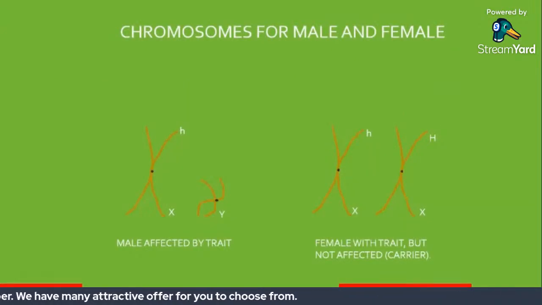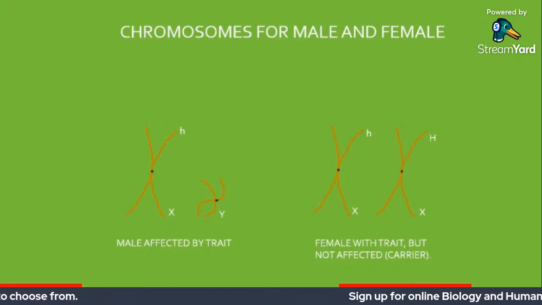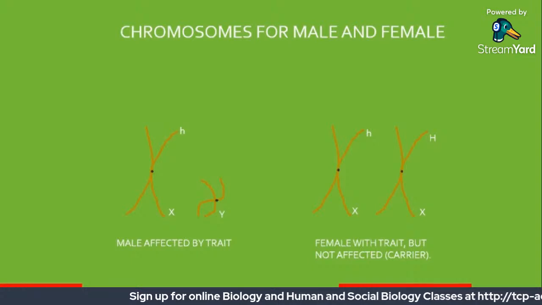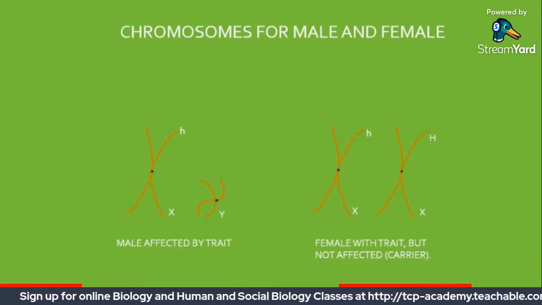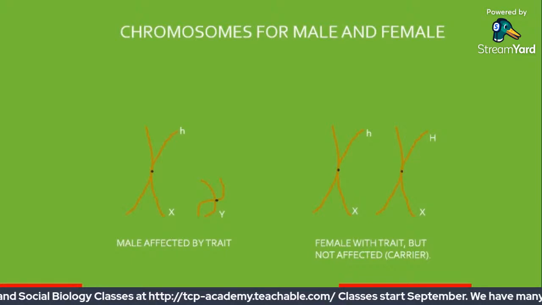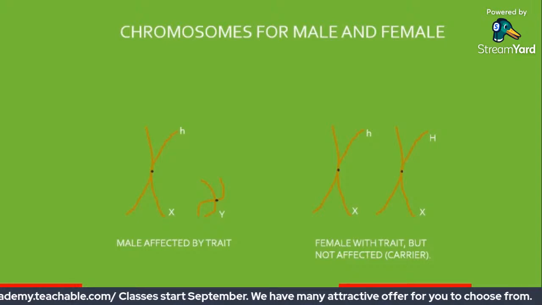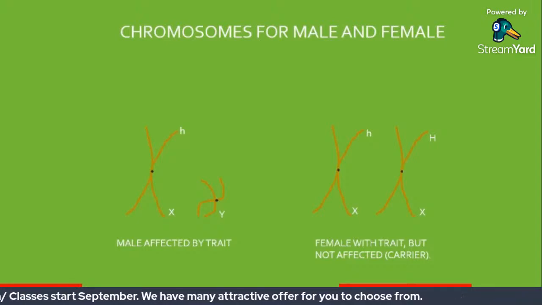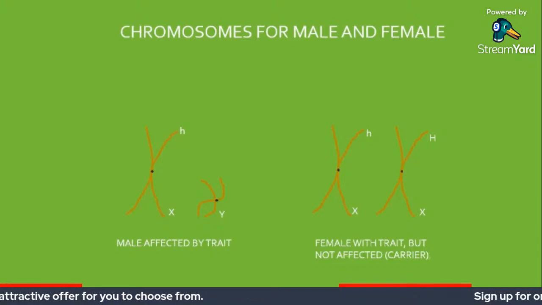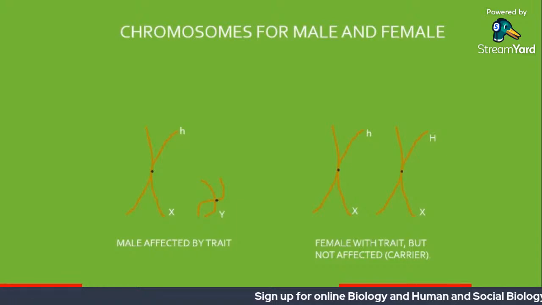Here we have a diagram of the chromosomes, X and Y, male and female, and we're looking at common h here being the recessive allele and capital H being the dominant allele. Now what we're saying is that it is on the X chromosome that the trait would be. Now in the case of the male, once the male has the recessive allele on the X chromosome, the male will be affected by the trait.